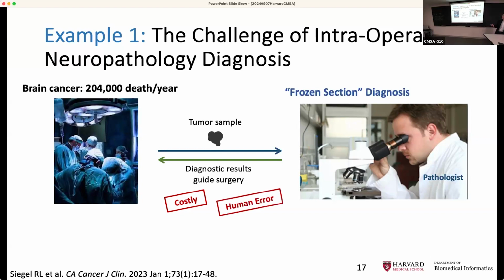And because the pathology team is under time pressure, they need to provide the right diagnosis within 10 to 15 minutes. So it also contributes to a higher human error rate, especially as they are evaluating the imperfect sample from the so-called frozen section, the liquid nitrogen-based section tissue. And this contributes to burnout on both ends.